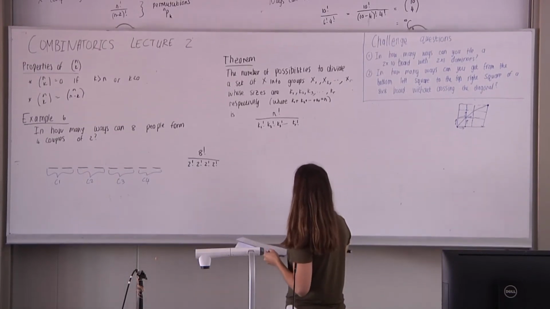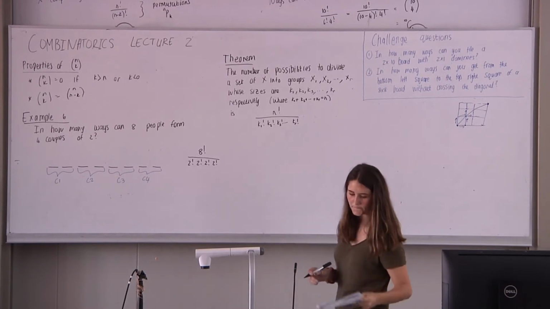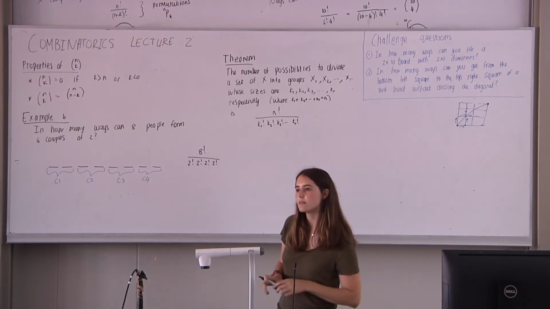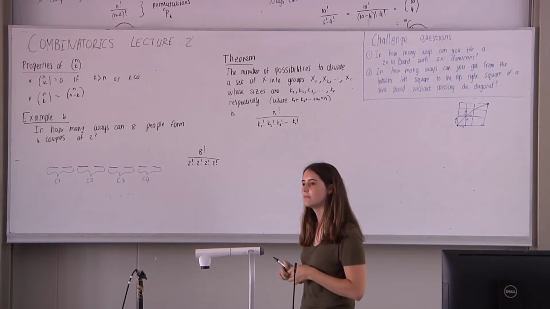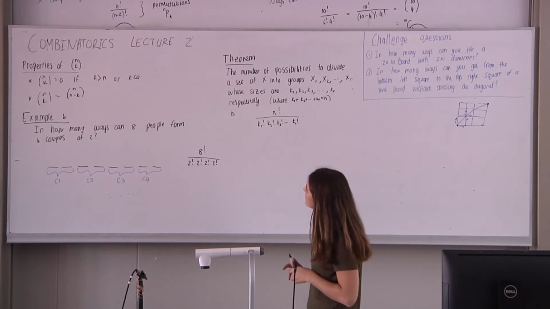There we have it. Yes? Shouldn't we also divide by 4 factorial because the order in which we choose the couples wouldn't matter? Quickly want to check.